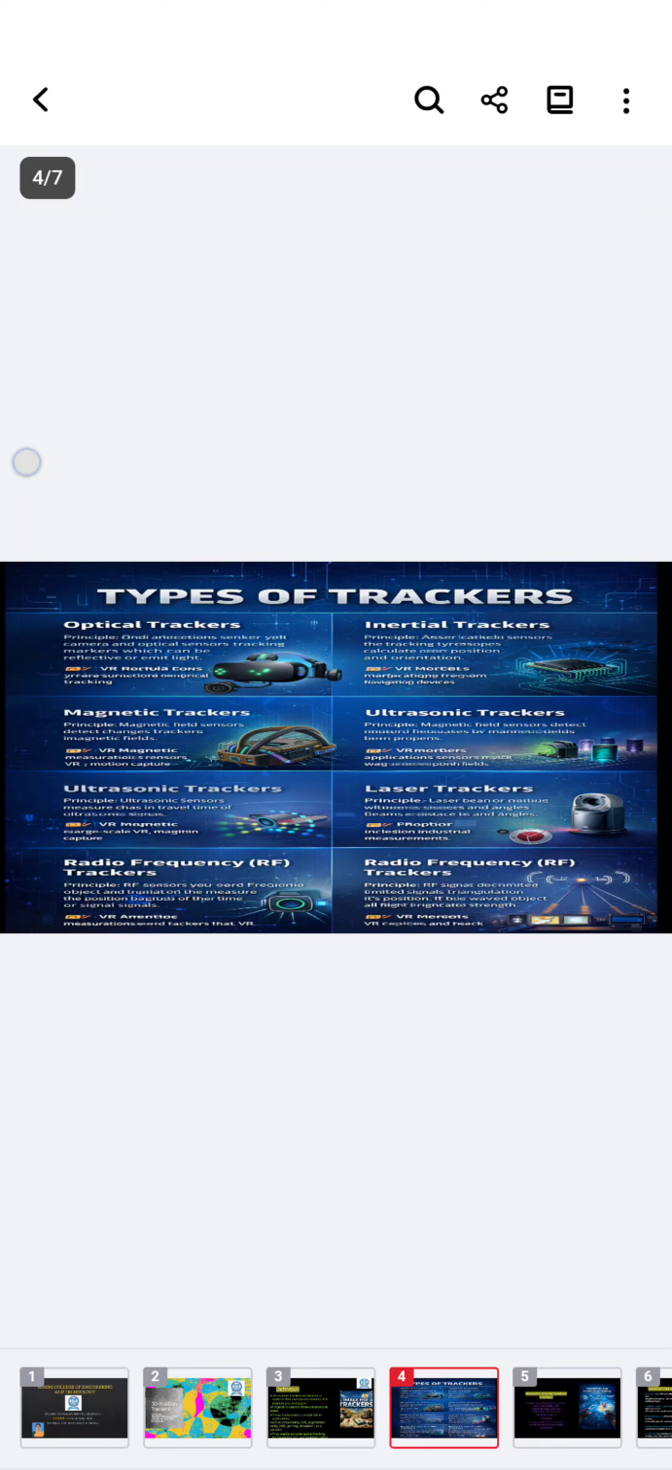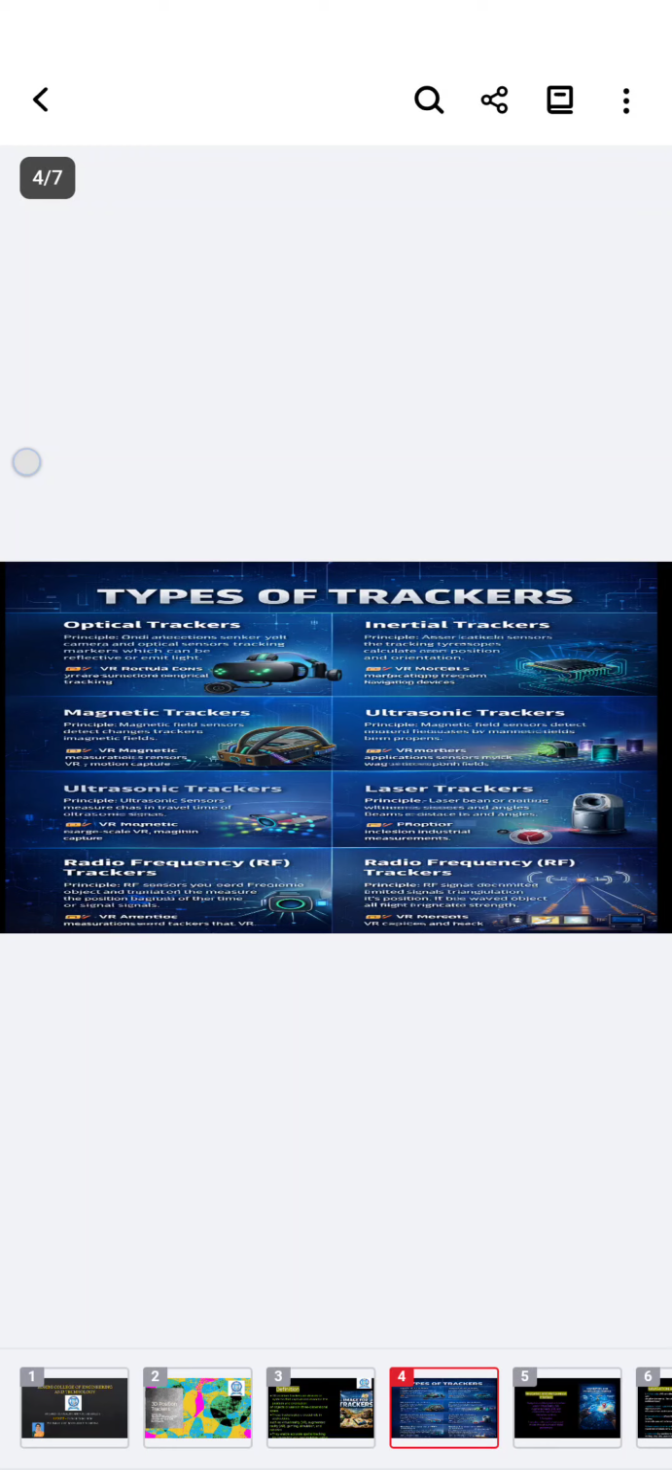The third one, magnetic trackers, uses a magnetic field to track positions and orientations. Sensors detect changes in the magnetic field. It is used in medical VR and motion capture. The advantage is no line of sight required. The disadvantage is that it is sensitive to metal interference.